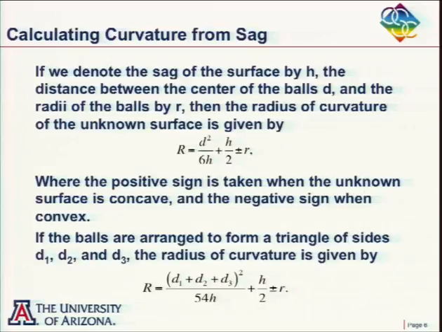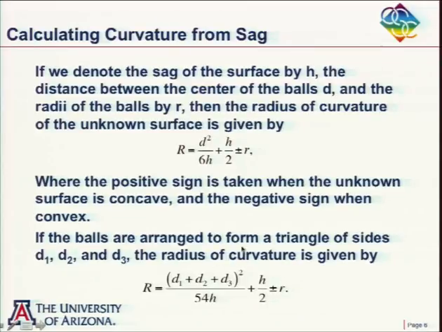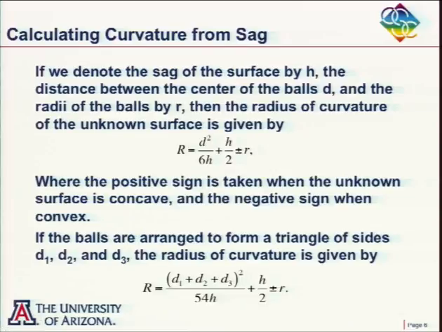That's probably the most common spherometer, one where you have the three balls in a triangle, like the equilateral triangle like this. If the balls are in a triangle with sides D1, D2, D3, and to tell you the truth, I've never seen a spherometer like this, but if you have one like that, then it turns out this is the equation relating the D's and the H and the R's to the radius of curvature we're measuring. And I'm not going to derive that expression here.